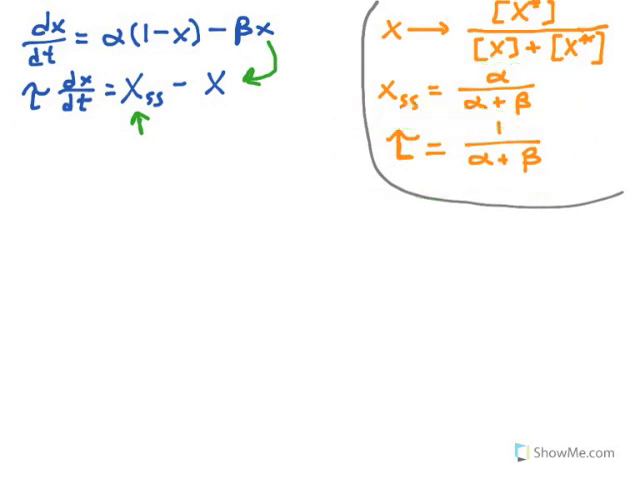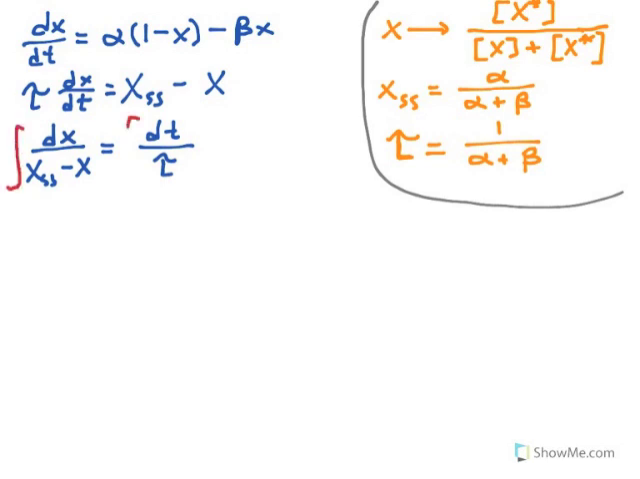So in this video, I'm going to solve this equation here in the same way that I solved the original equation for exponential decay by separating variables. So the way this works is divide both sides by xss minus x, multiply both sides by dt, and divide both sides by tau. Okay, now I'm going to integrate both sides because all my x variables are on the left side and all my t variables are on my right.